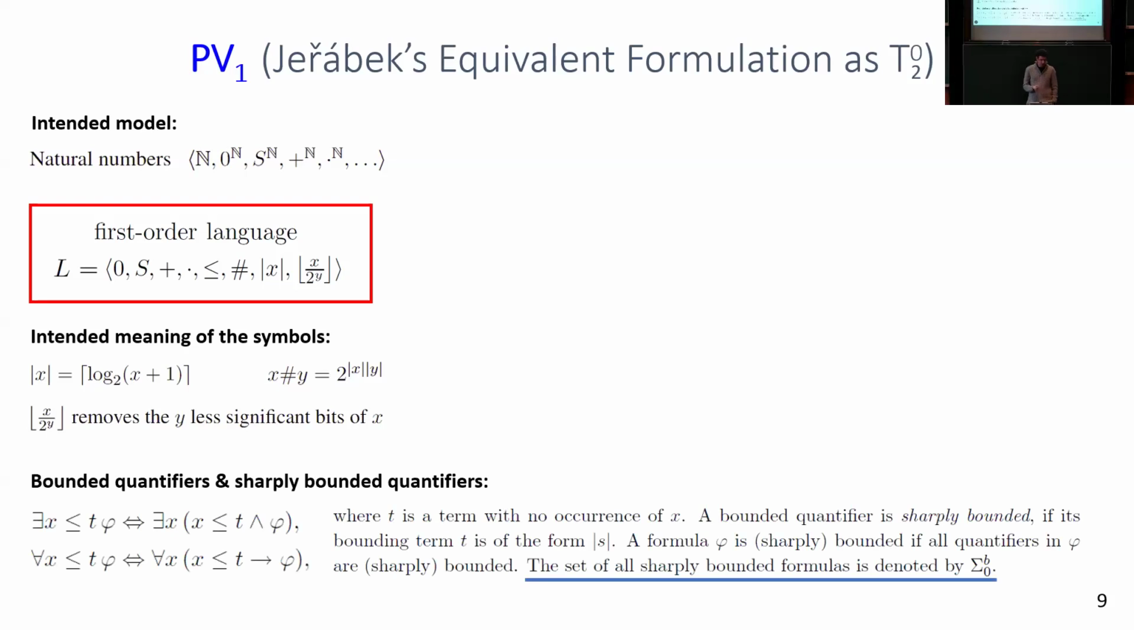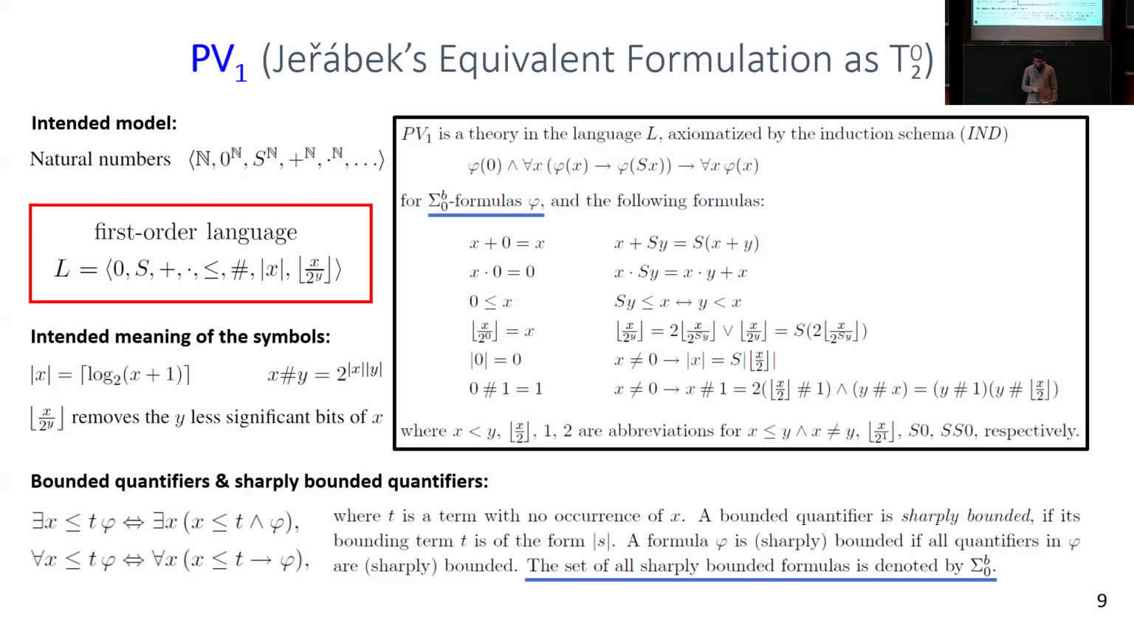Here is more detail on what I mean by bounded and sharply bounded quantifiers. These are really just abbreviations for the actual subformulas. It's not that we're using some new quantifiers inside the theory. These are like the standard ones, just abbreviating an expression. And finally, here's the full definition of PV in its glory.